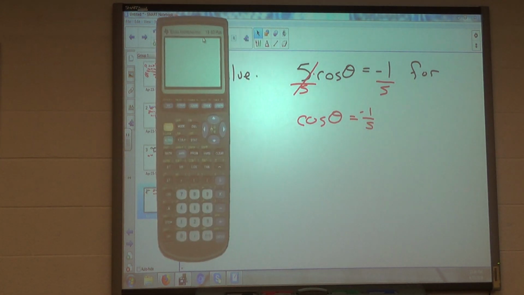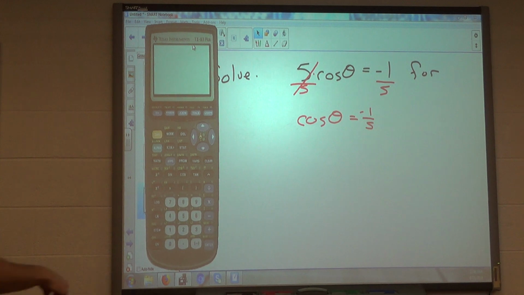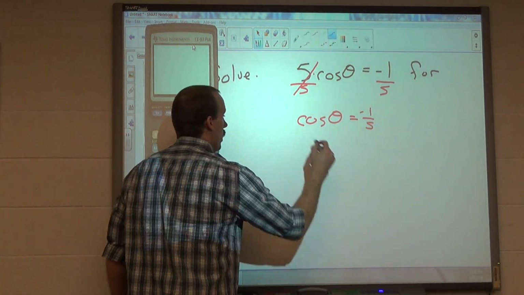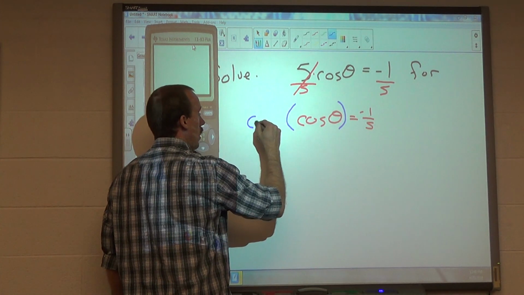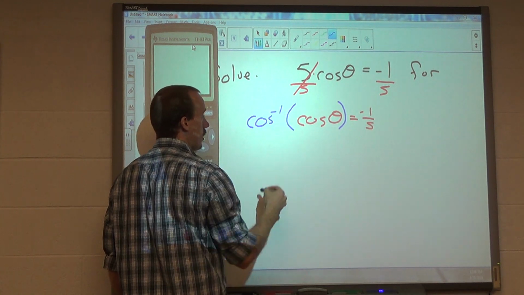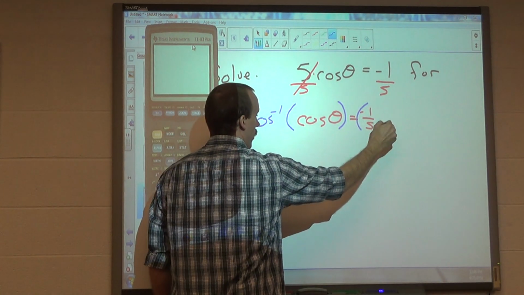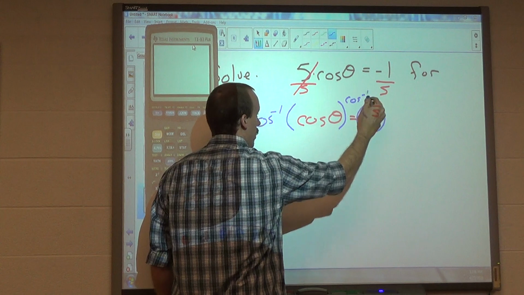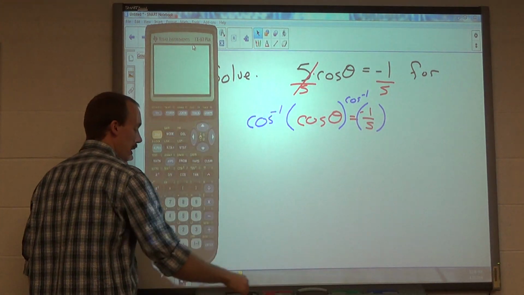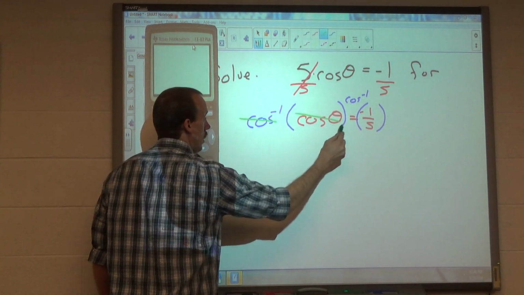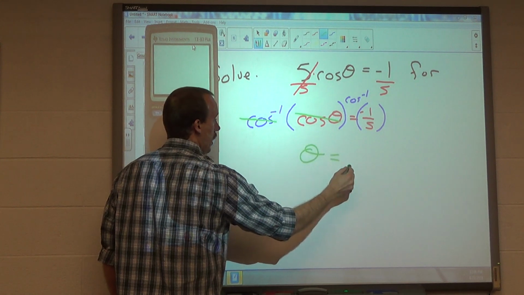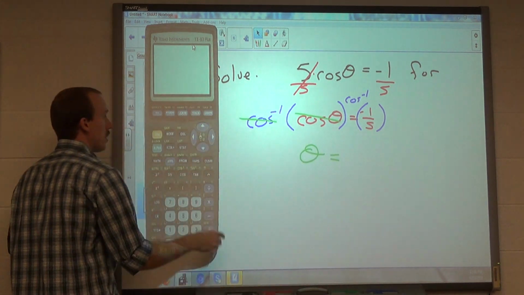So since it's not on my unit circle, what do I have to do now? Go to my calculator and plug it in. What's the opposite of cosine? How do you get rid of a cosine? We do the cosine inverse. But what you do to one side, you have to do to the other. So these cancel, and I would be left with theta equaling, and then I would just plug it in.